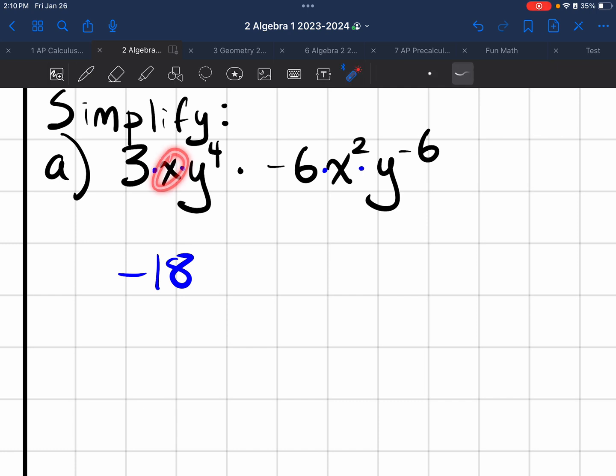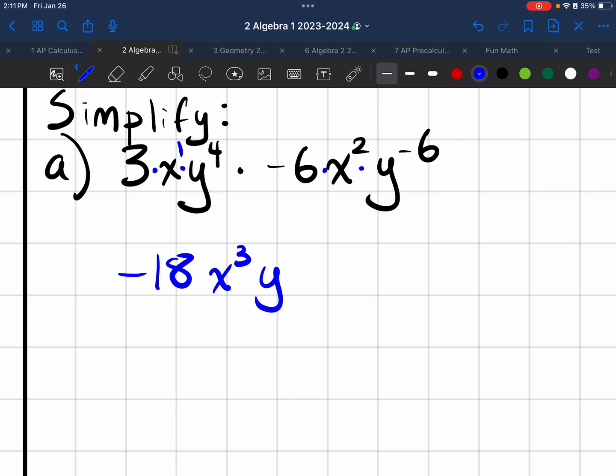I have an x and another x. I don't have any power here. When you have no power, you assume that power is 1. So really I have x to the power of 1 times x to the power of 2. Because I'm multiplying, I'm going to add the exponents. 1 plus 2 is a 3. This is x to the power of 3.